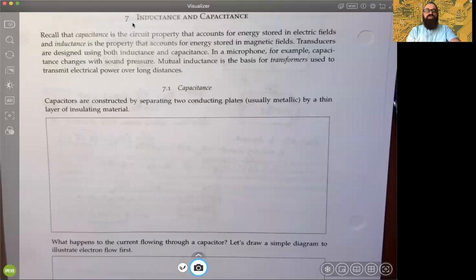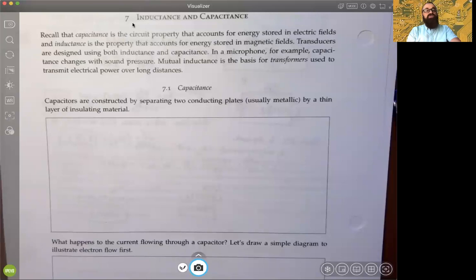So that's important because inductance is similar. It's a property that accounts for energy stored in magnetic fields. So if the energy is associated with magnetic fields, think inductance, electric fields, think capacitance, right?